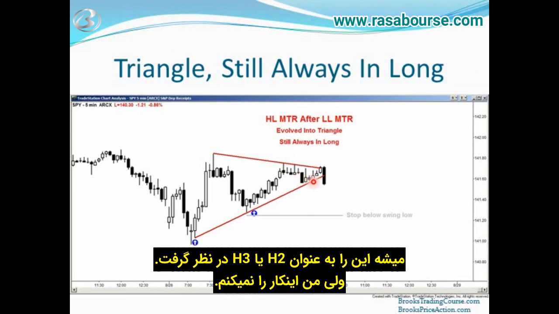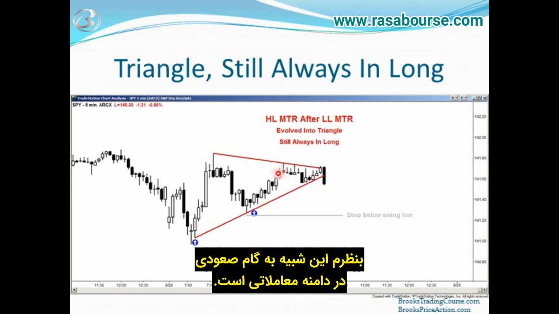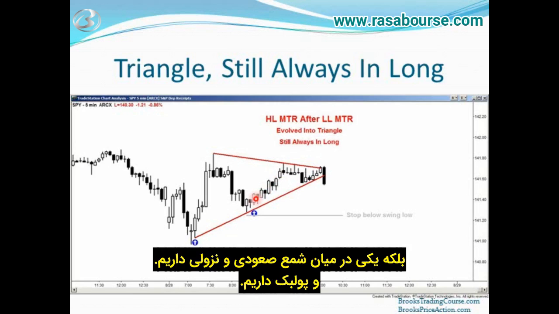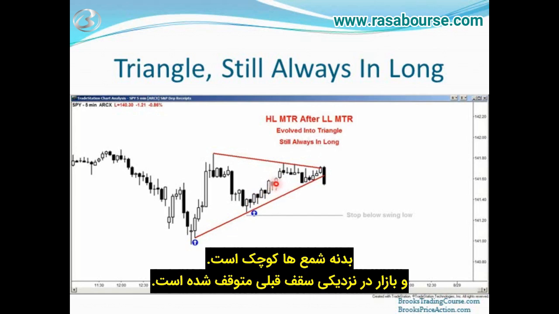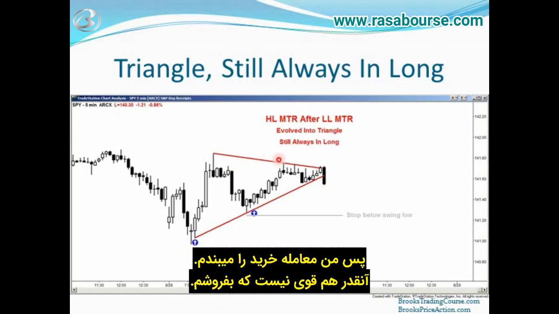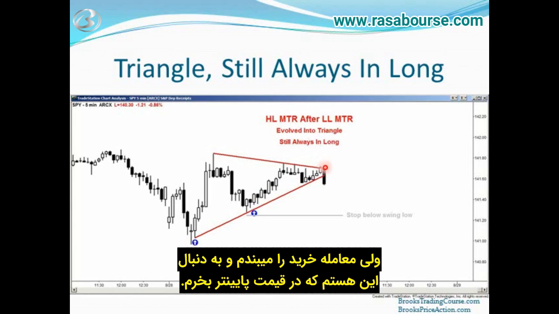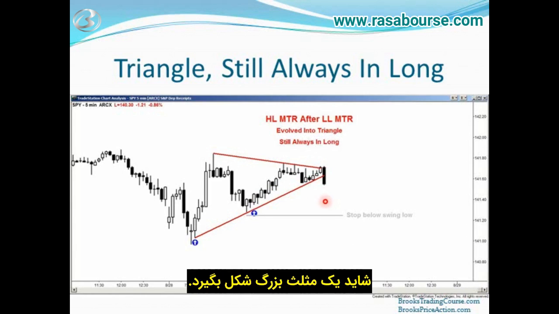As far as buying this as a high 2 or a high 3, I would not buy it. I think this looks like a bull leg in a trading range. It's not strong, it's not consecutive big bull trend bars. It's alternating bull and bear bars with pullbacks along the way and small bodies, and we're stalling out around the prior high. So for me, I would get out of longs. It's not strong enough for me to short, but I would get out of longs and look to buy again lower. Maybe we'll form a large triangle.